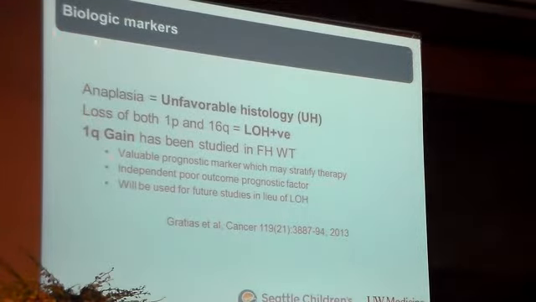I talked about biological markers. Whenever we do a resection for Wilms tumor, you look for unfavorable histology. You also look for loss of heterozygosity, 1p and 16q, which we talked about. There's also a newer marker, 1q gain, that has been studied in favorable histology Wilms tumor, and those tumors actually have poor outcomes. So if there's a gain in 1q, even with favorable histology, the prognosis is poor in those children.